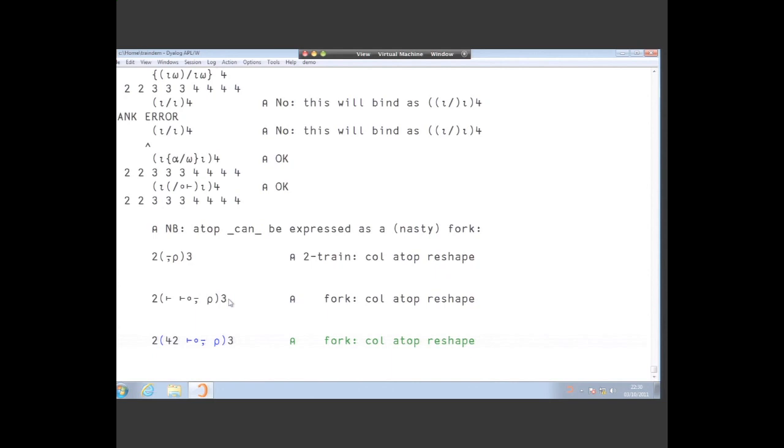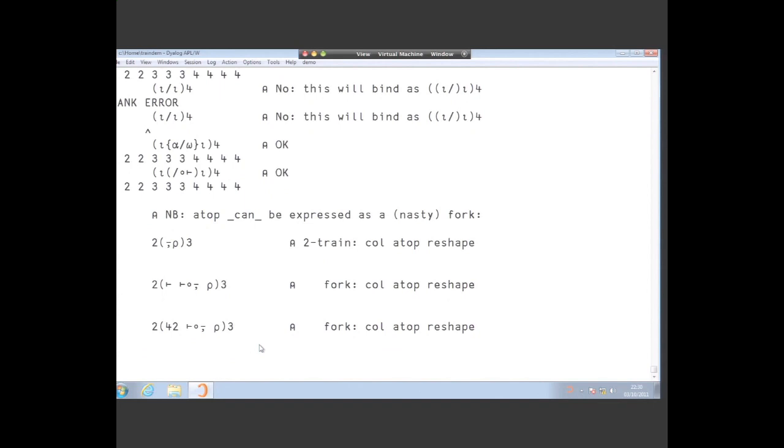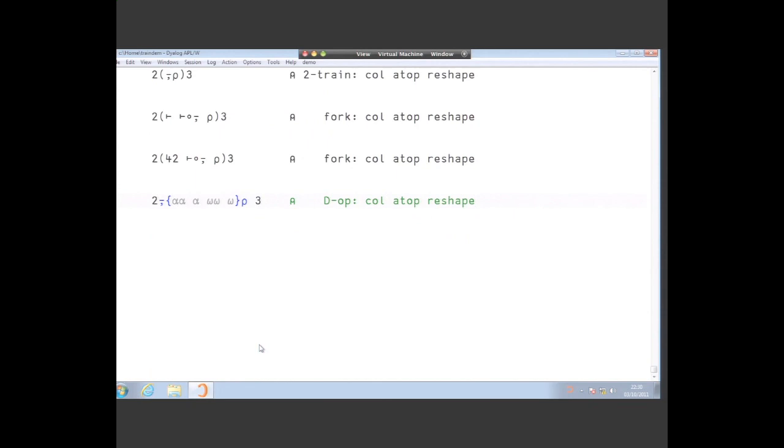You can put anything in the first train. This is an agh fork. You can do that. Or you could write atop as a D operator.